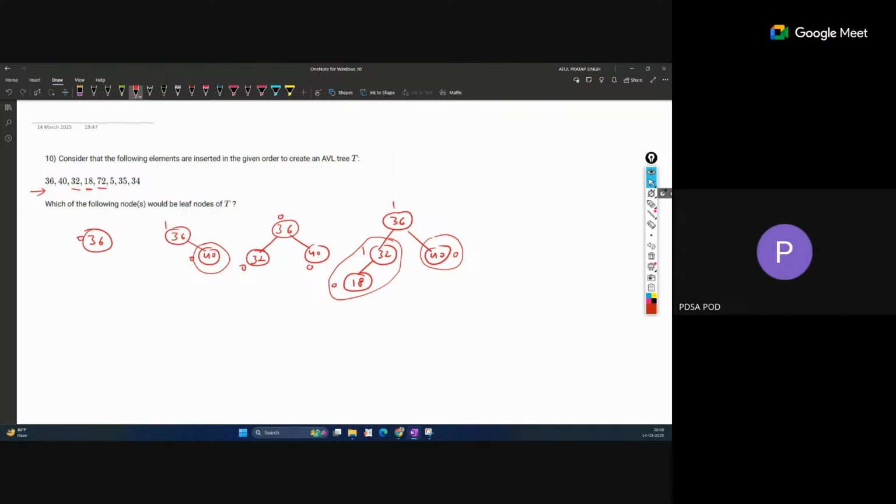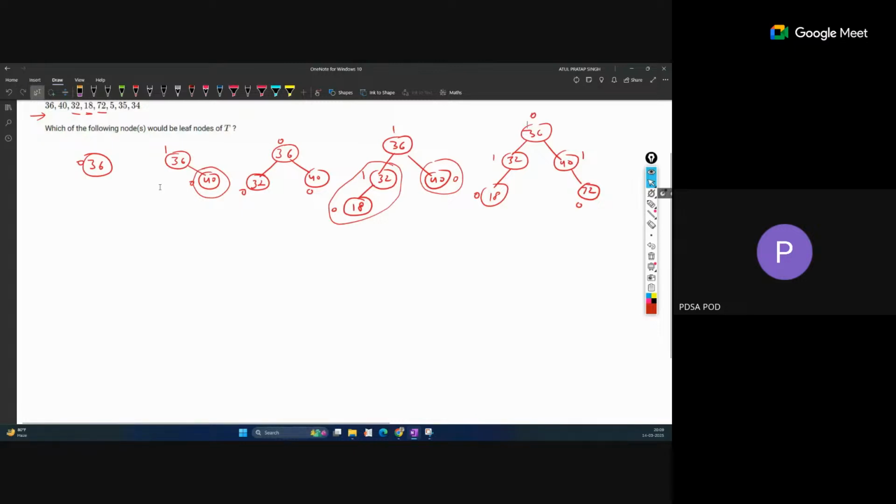Now next is 72. So we have 36, 32, and 40, 18. Okay, so now 72 is greater than 36, so we will move to the right, greater than 40, then 72 will be inserted here. So now the balance factor, this is 0, this is 0. So for 32, 1 minus 0, 1, and for 40, 0 minus 1, minus 1, we will consider as absolute value 1. And for 36, 2 is the left height, 2 is the right height. So 2 minus 2, 0. So still it is balanced. So there is no rotation required till this point.